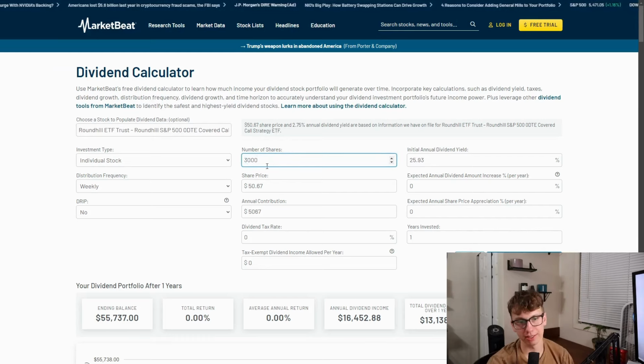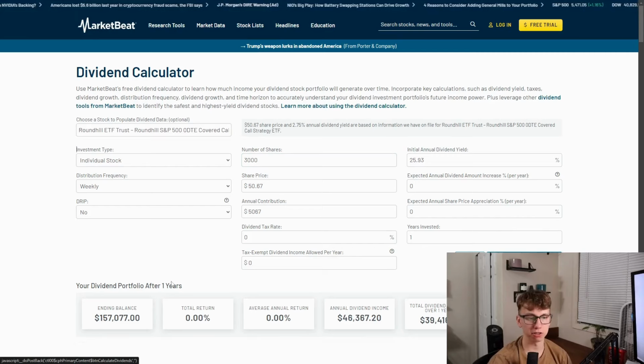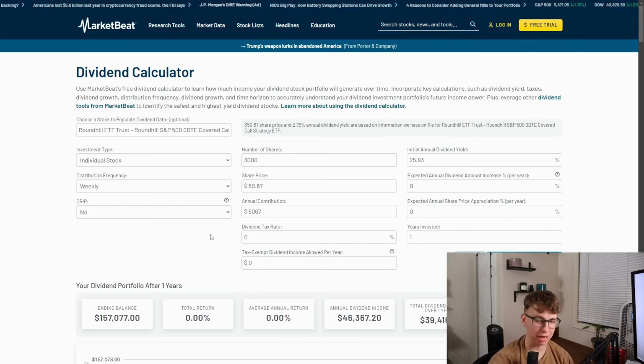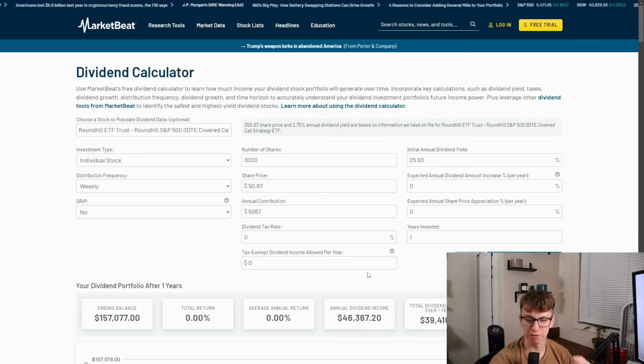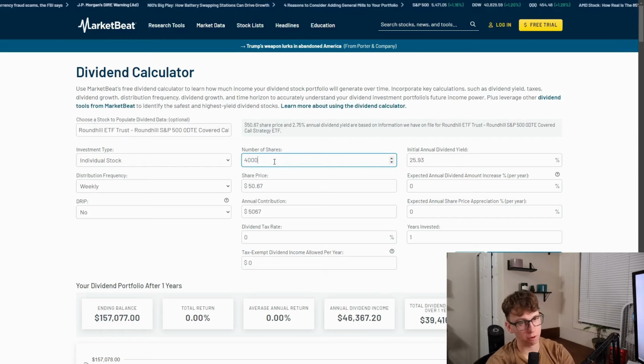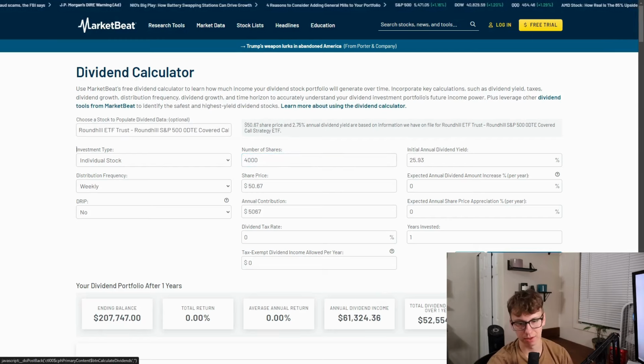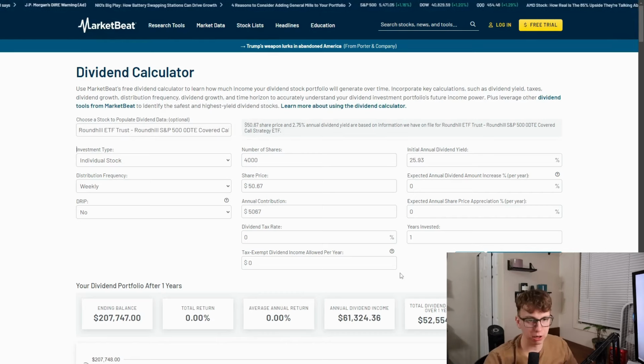So let's do it again. Let's go 3,000 shares, which is $157,000, which now gets us $46,367 every single year. Now, this is phenomenal. It's an insane amount of dividend income, and if we turn on DRIP, it would change everything. But it's still not enough. So let's go up to 4,000 and see what this gets us. Just where we need to be. Right over $60,000, but still relatively close.